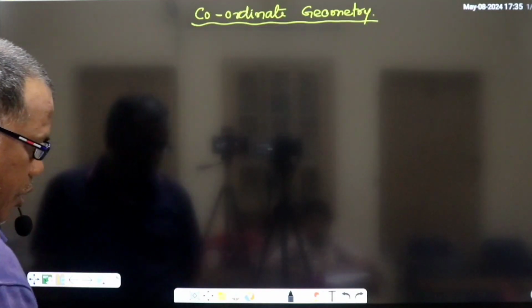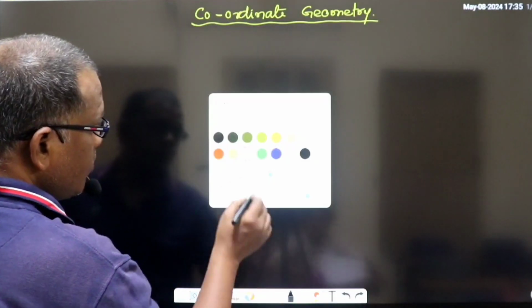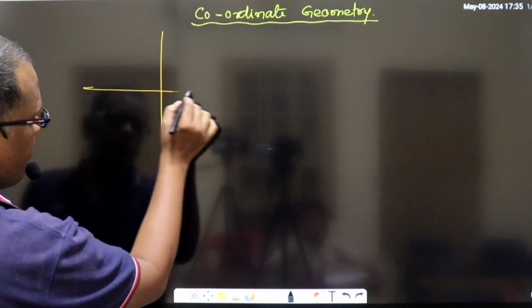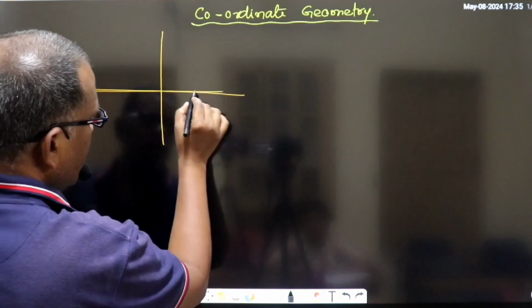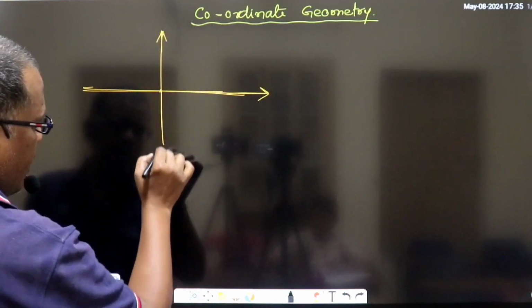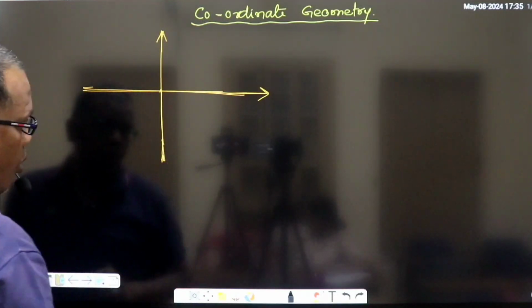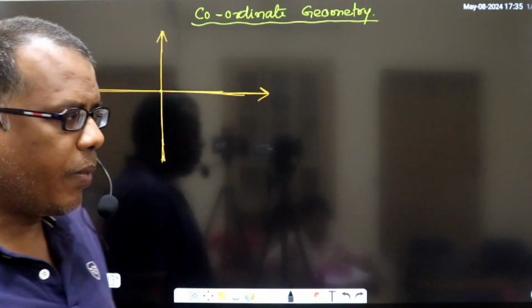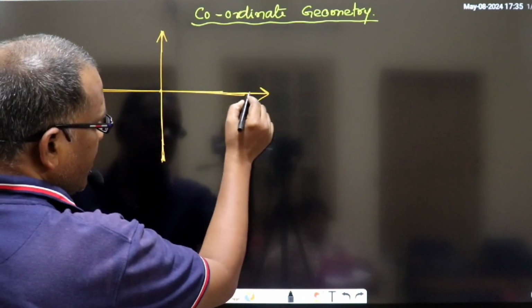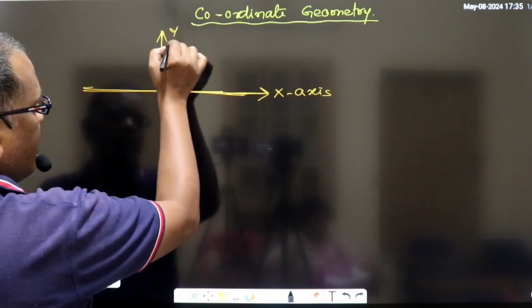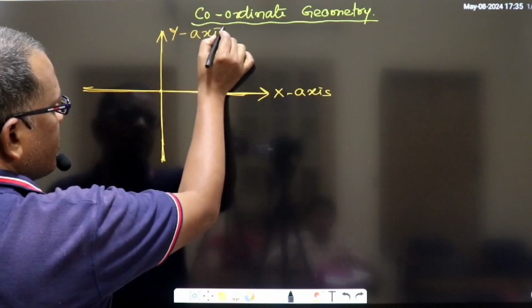So in coordinate geometry, the first and most important thing is the understanding about the xy plane. The plane on which we do work, either the plane of the board or the plane of your copy, we consider it the xy plane. The horizontal line is referred to as the x-axis. This vertical line is referred to as the y-axis.